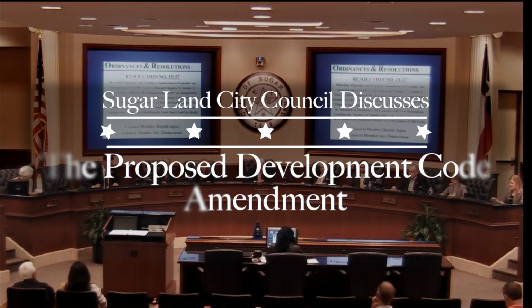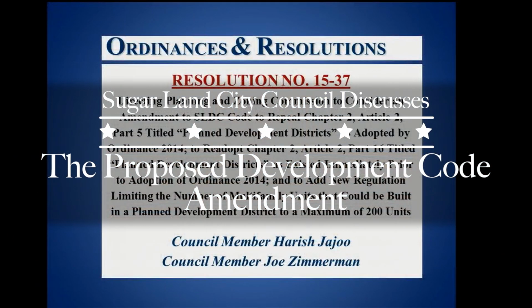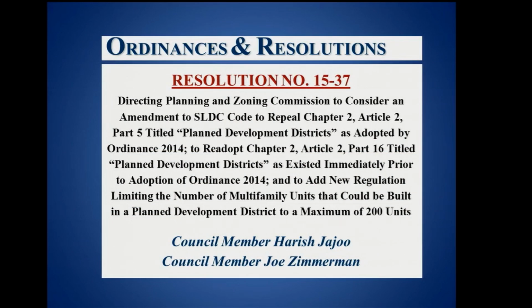This time, we'll move to item 5A, consideration of an action on the City of Sugar Land Resolution Number 1537, a resolution of the City Council of the City of Sugar Land, Texas, directing the Planning and Zoning Commission to consider an amendment to the Sugar Land Development Code to repeal Chapter 2, Article 2, Part 5, titled Planned Development Districts, as adopted by Ordinance 2001-4, to readopt Chapter 2, Article 2, Part 16, titled Planned Development Districts, as existed immediately prior to the adoption of Ordinance 2014, and to add new regulation limiting the number of multifamily units that could be built in a planned development district to a maximum of 200 units.